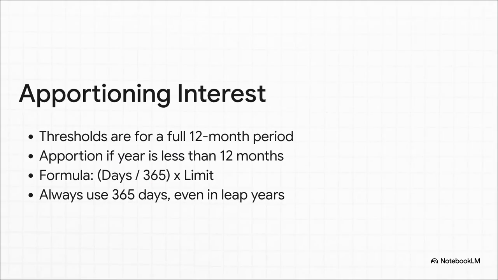Now listen closely because this is a classic examiner trap. These thresholds, they represent a full 12-month period. If your taxpayer dies or emigrates during the year, their year of assessment is suddenly less than 12 months. That means you have to apportion the threshold.